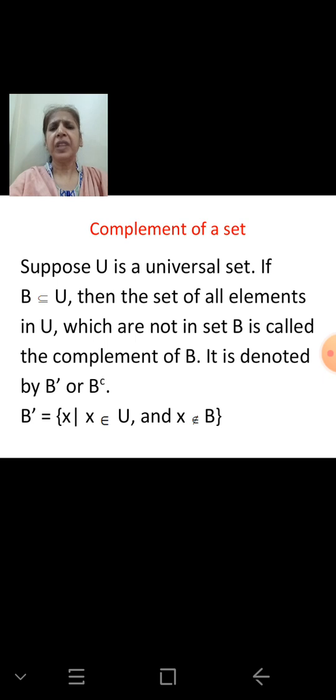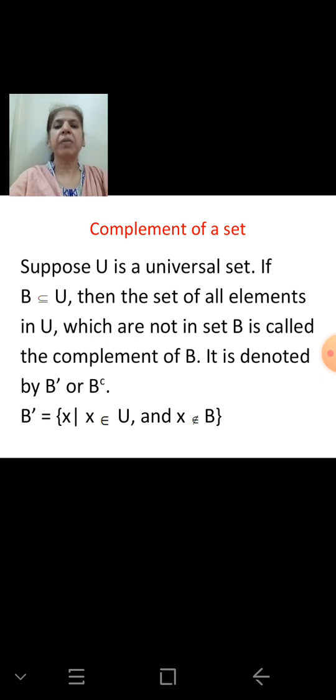Now, complement of a set. Suppose we say U is universal set, and if set B is a subset of U, then the set of all elements in U which are not in set B is called the complement of B. It is denoted by capital B apostrophe, like capital B dash or B raised to c, and is read as complement of B. And here complement set always means in consideration of universal set, that is U.